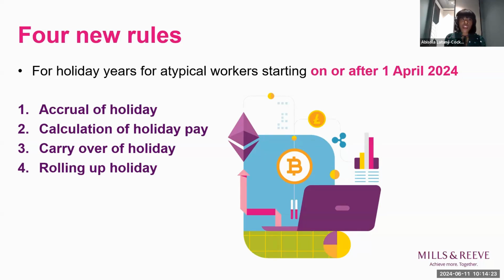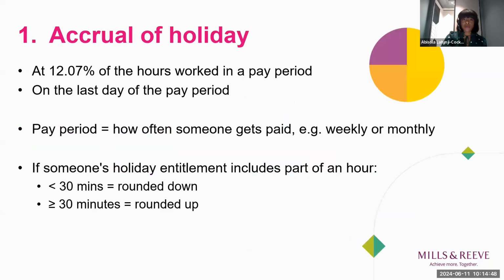So as it says on the slide, the new rules apply to holiday years starting on or after the 1st of April this year. So in practice, what that means is that if your holiday year started on the 1st of June this year, then these new rules have applied to you as of that date. In contrast, if your holiday year runs from the 1st of January to 31st of December, then the new rules won't apply to your organisation until the 1st of January next year. So you've got a little bit of time to get up to speed with the changes.